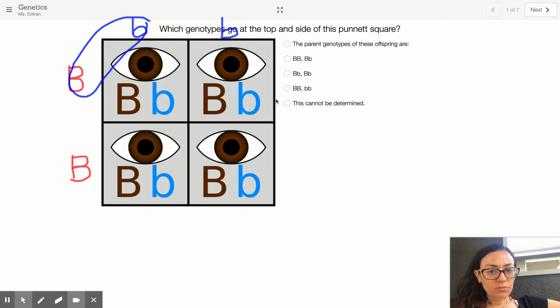So these are the possible genotypes. Really, the possible genotypes is really just big B, little b. Big B, and little b. All right? Okay.